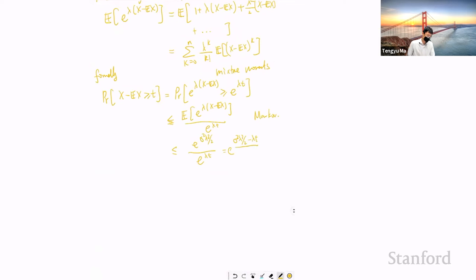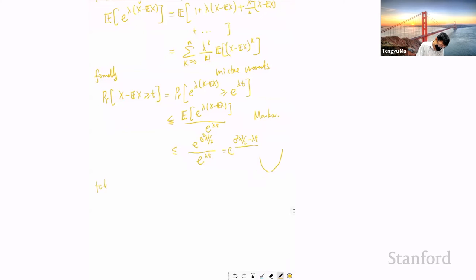And now you can see that in the exponent, you have a quadratic. Wait, am I doing the right thing? Right, so this is a quadratic that looks like this, right? And you can choose lambda, whatever you want. That's a free parameter. So you want to choose lambda to minimize this quadratic so that you get the best bound.